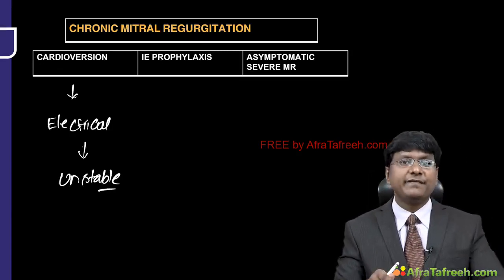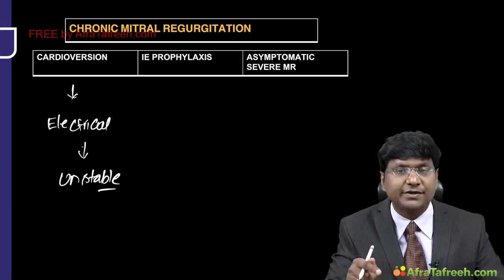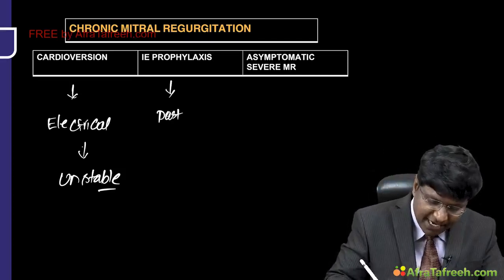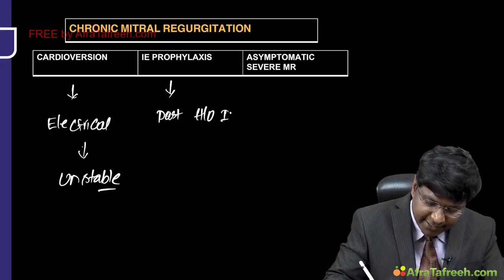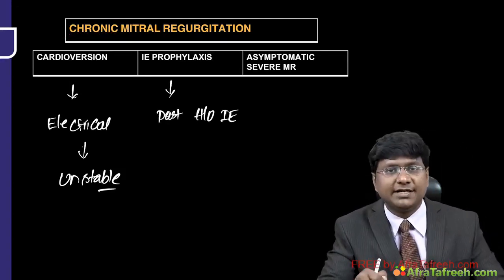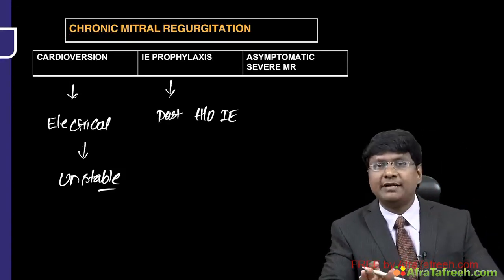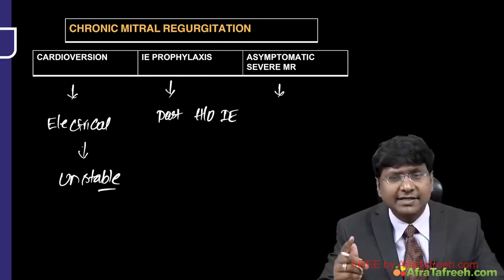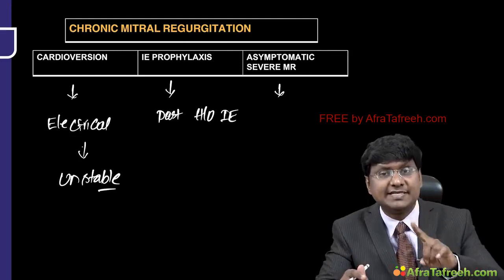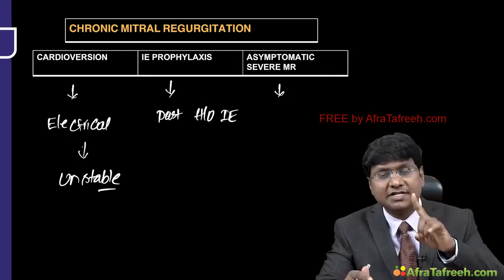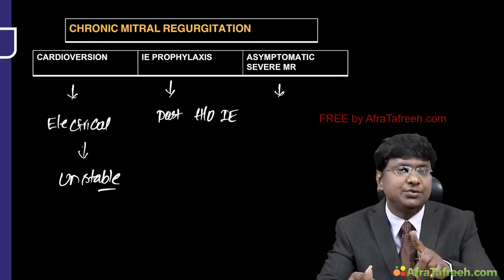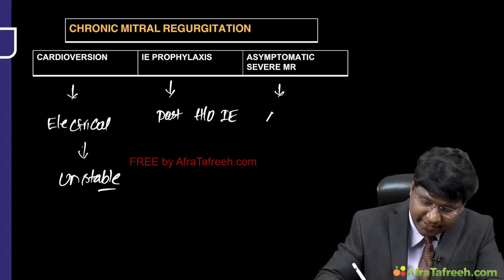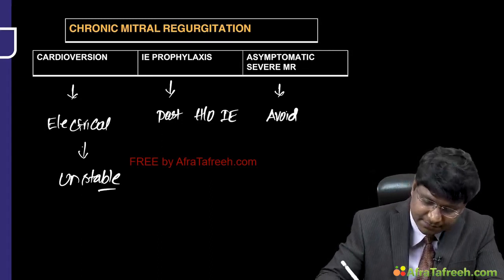Now, in which group of individuals with mitral regurgitation do you give infective endocarditis prophylaxis? Those patients who have a past history of infective endocarditis and have now developed mitral regurgitation. In them, you need to give antibiotic prophylaxis for infective endocarditis. Then for those patients with asymptomatic severe MR, the very important advice that you will give is that they should avoid isometric forms of exercise.